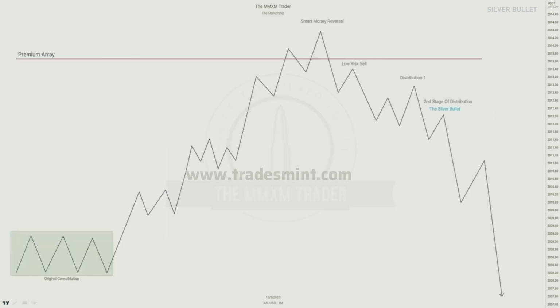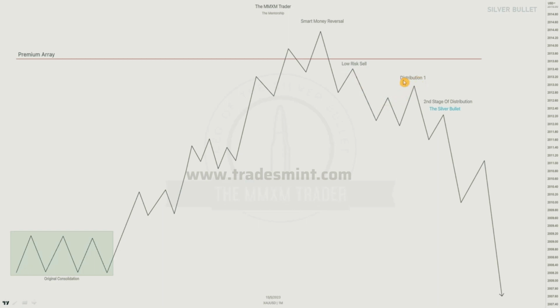Now for a sell model, same thing, only inversed, right? We've got that original consolidation to the bottom over here, going into the buy side of the curve, and we need to hit a key level, right? So smart money reversal over here, dropping below this market structure low, creating a break of structure, low risk sell occurs over here, and then we go into the first distribution phase.